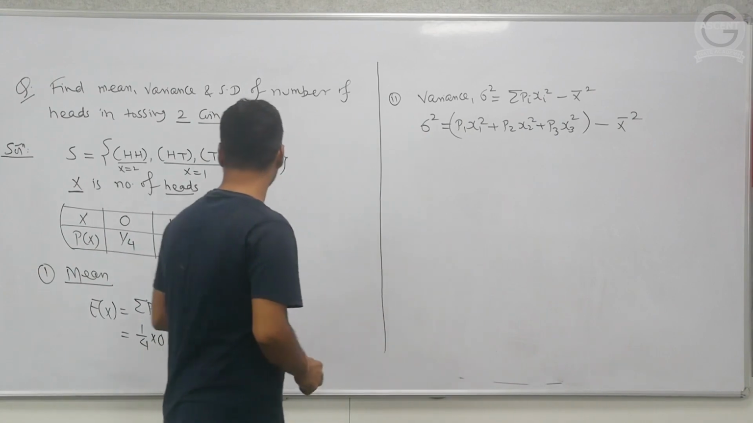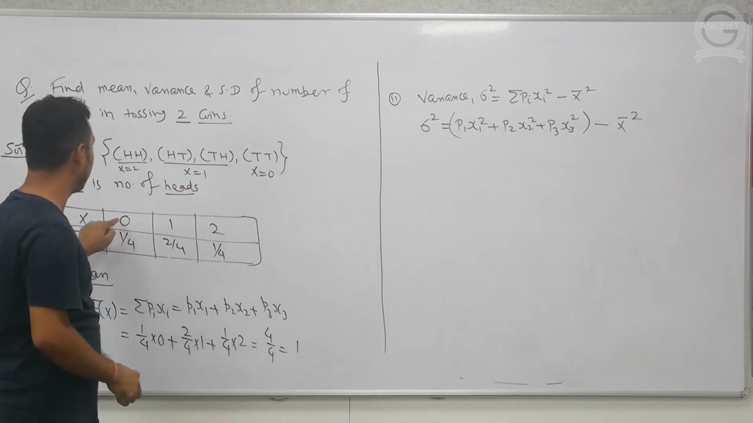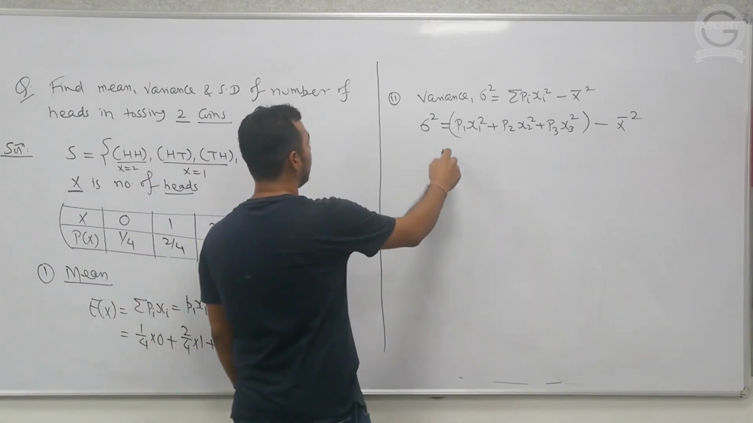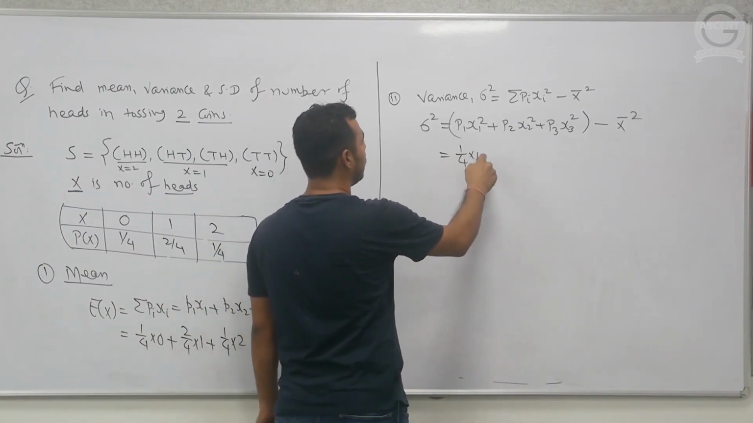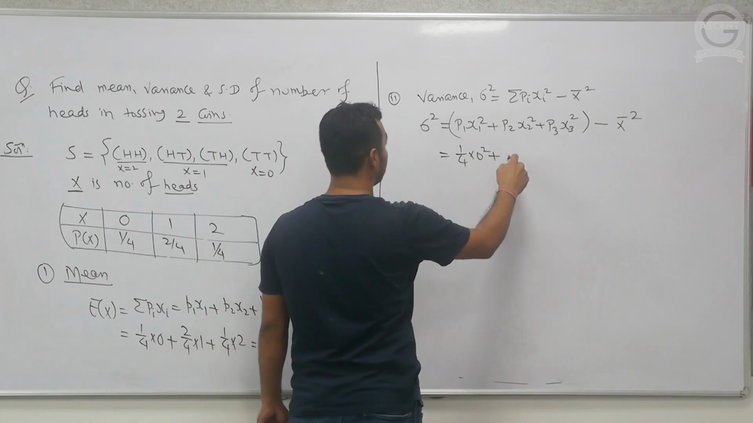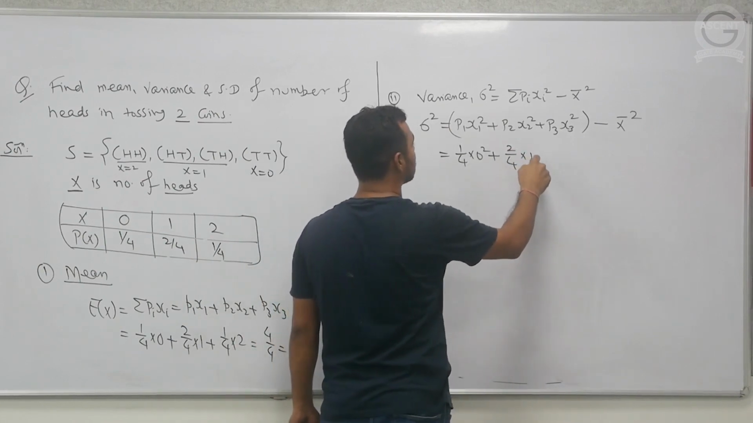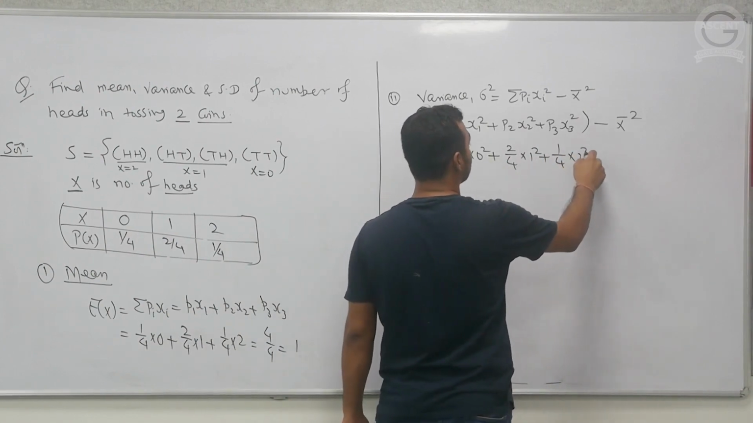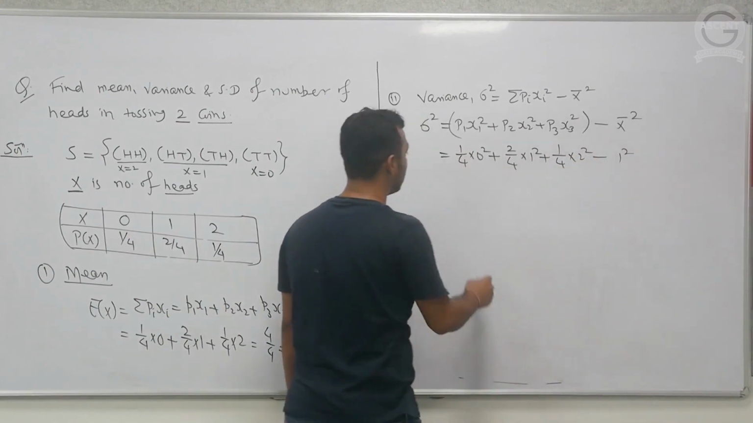So now these are your p1, p2, p3, x1, x2, x3. So we have to substitute those values there. So I will get 1 by 4 into 0 square, plus p2 is 2 by 4 into 1 square, plus p3 is 1 by 4, this multiplied by 2 square, minus mean is 1, so 1 squared.